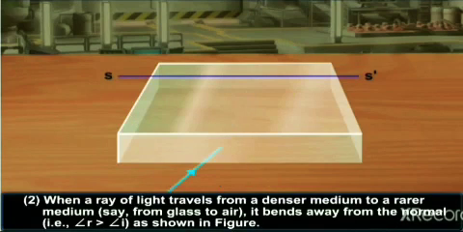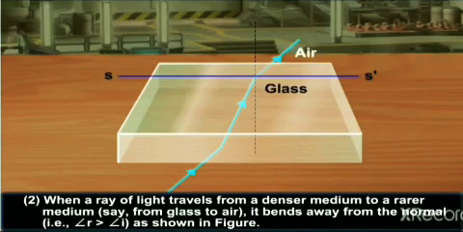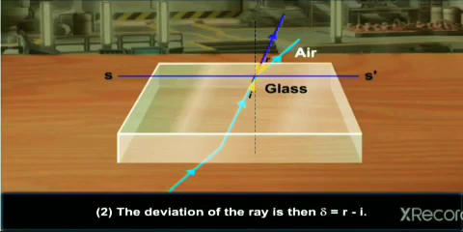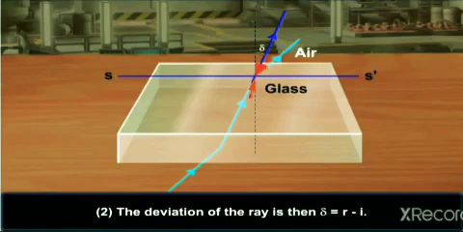2. When a ray of light travels from a denser medium to a rarer medium, say from glass to air, it bends away from the normal, that is, angle R is greater than angle I, as shown in figure. The deviation of the ray is then delta equal to R minus I.